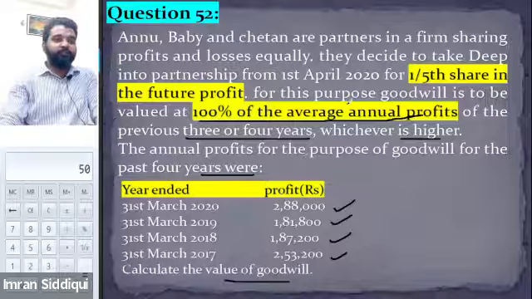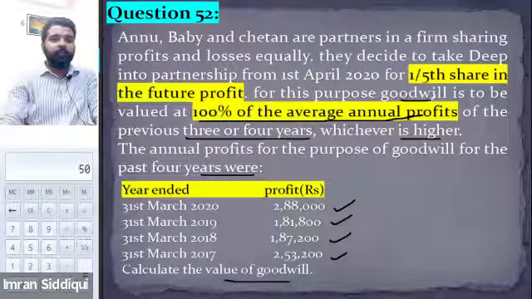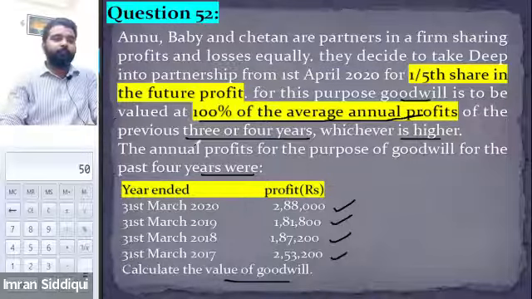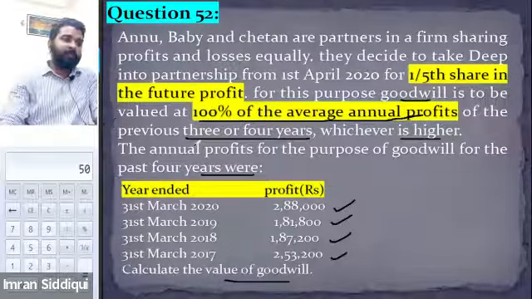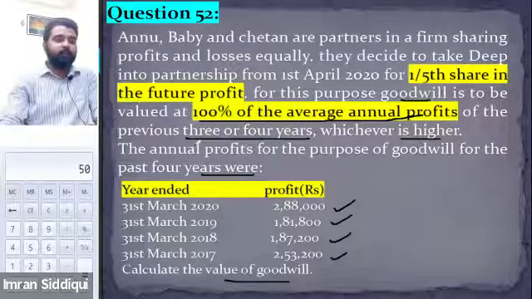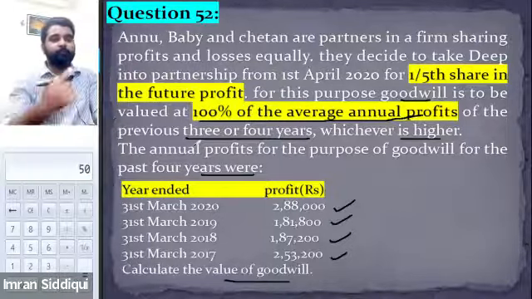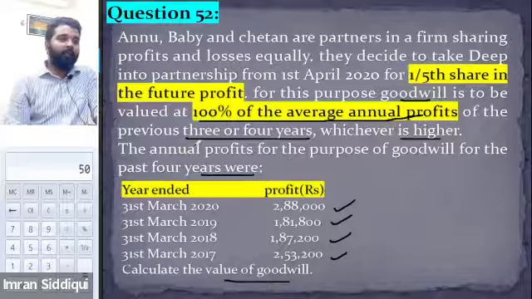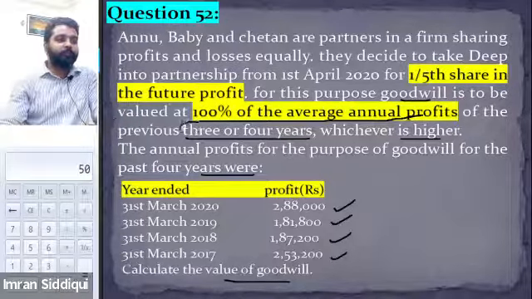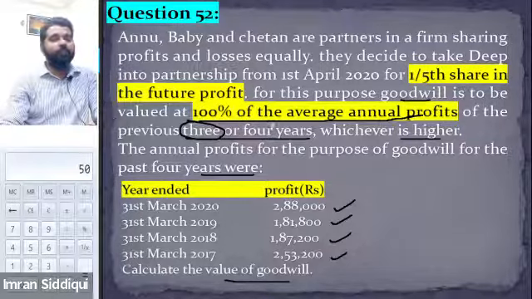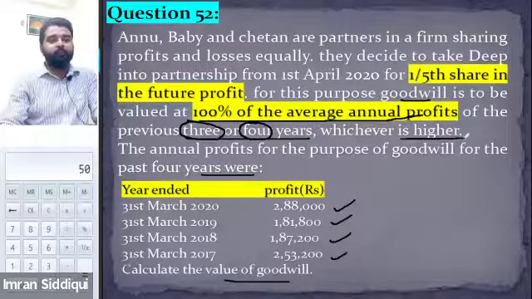It says that for the purpose of goodwill, it is to be valued at 100% of the average annual profit of the previous 3 years or 4 years, whichever is highest. So the question is saying that we will be valuing the goodwill as 100% of the average annual profit. And average profit of how many years? Average profit can be taken as the average profit of the 3 years, and you can also take the average profit of the 4 years, depending upon whichever is higher.